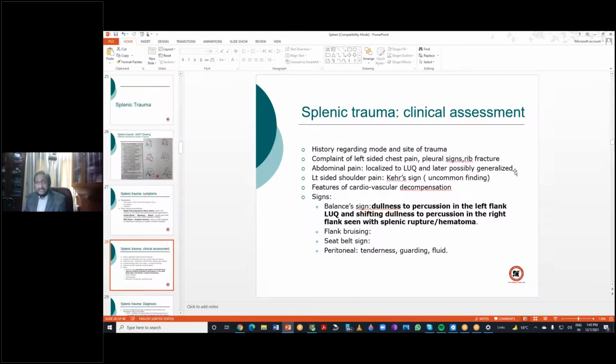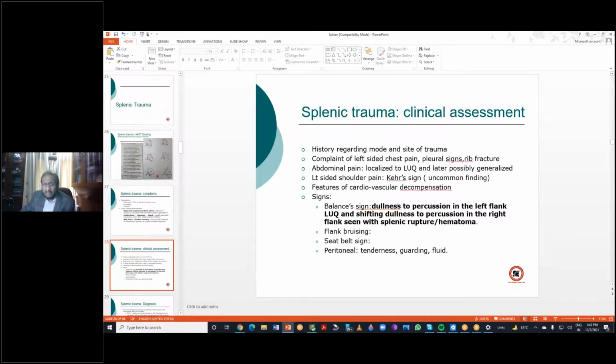Left-sided shoulder pain, described as a Kehr's sign, is an uncommon finding, but if it is there, it is because blood is now irritating the undersurface of the diaphragm on the left side, which is the diaphragmatic pleura, and it is a parietal pleura, so it is painful. So you get a left shoulder pain. Or you can have features of cardiovascular decompensation depending upon the degree of bleed that you have, right?